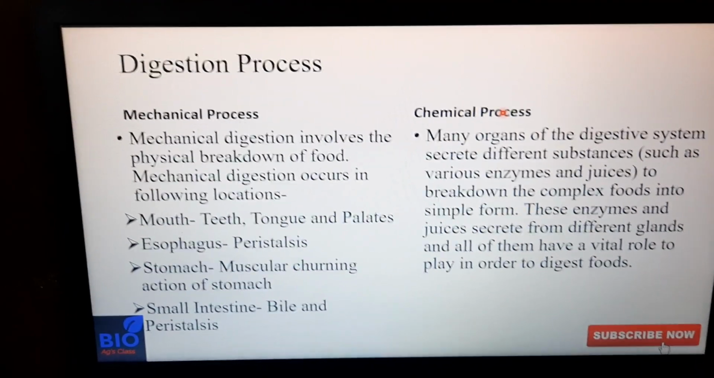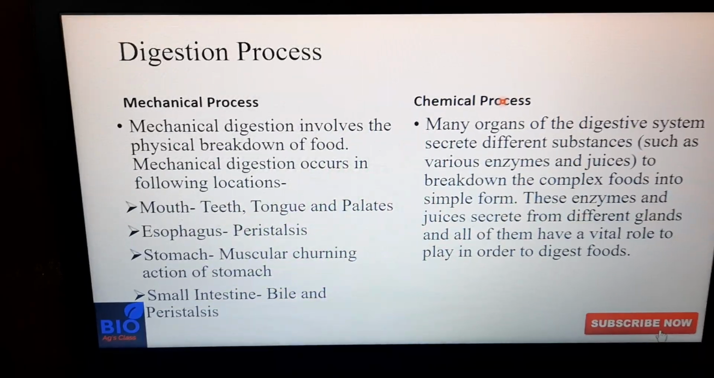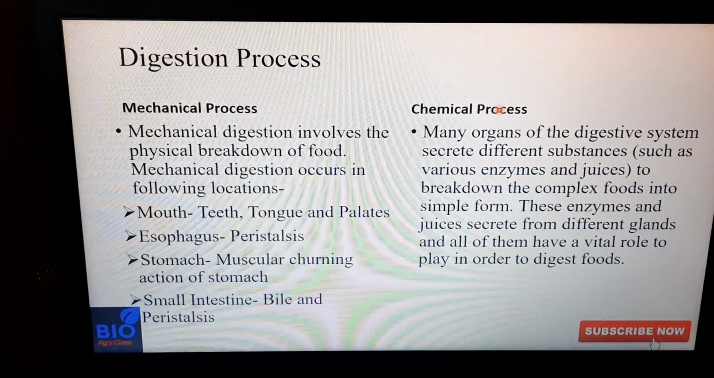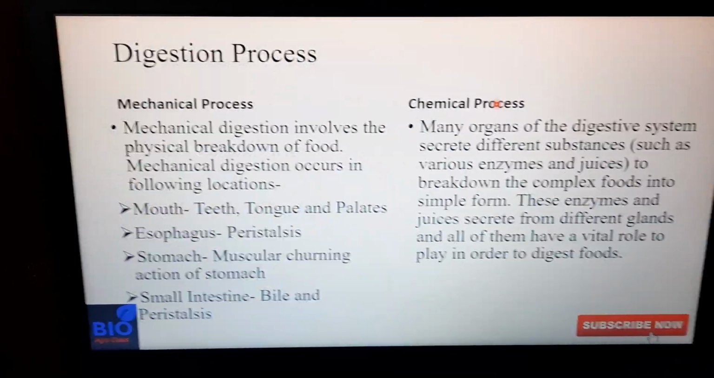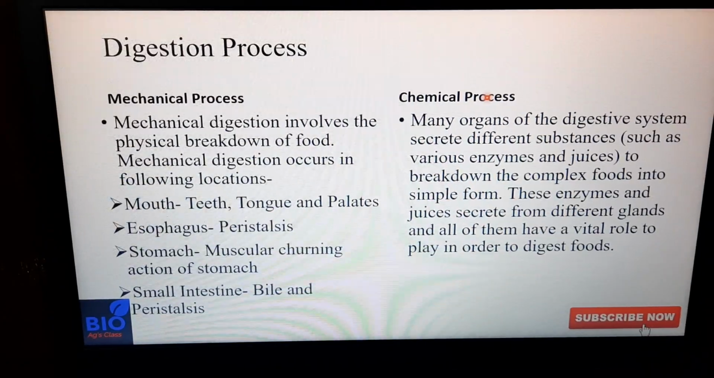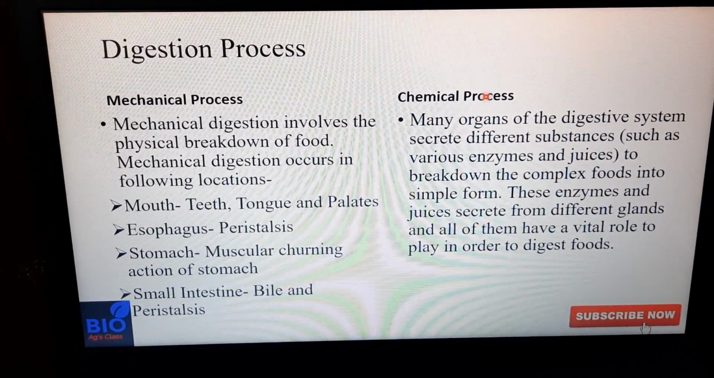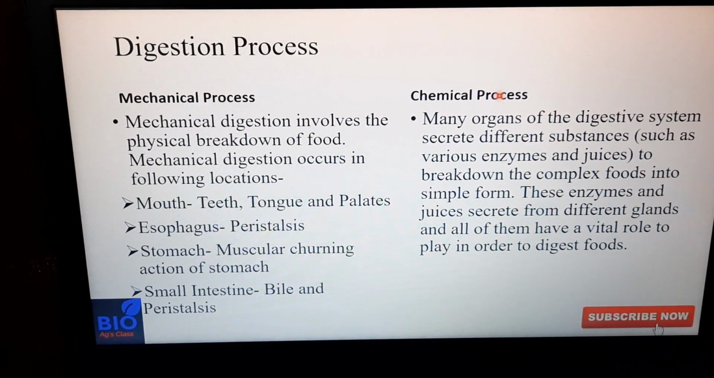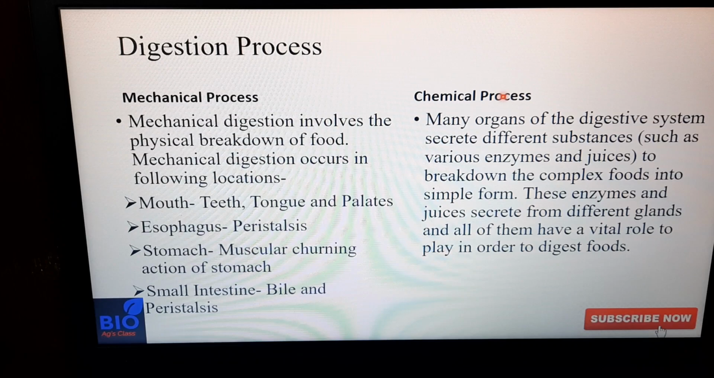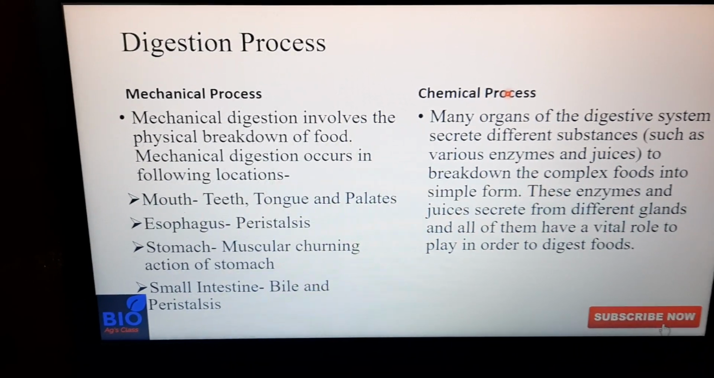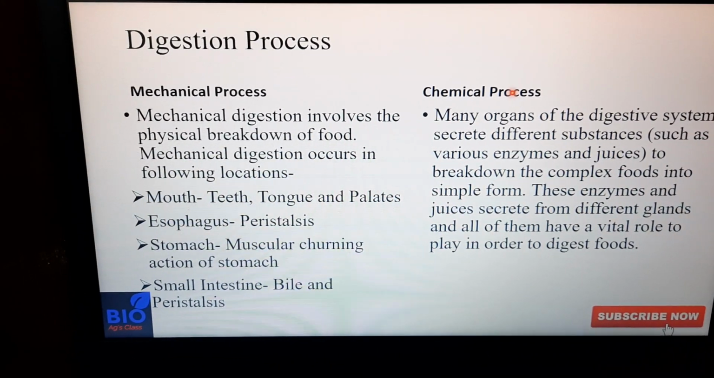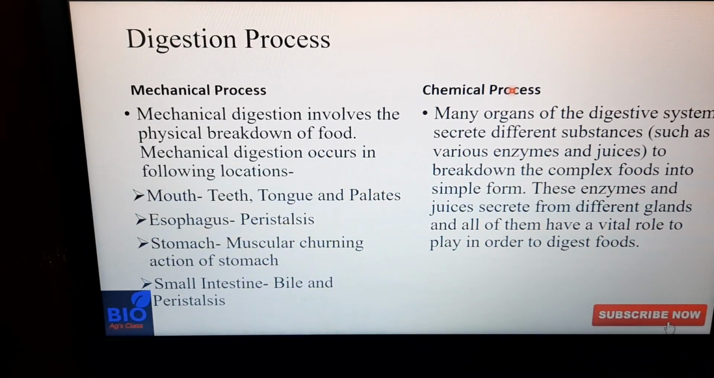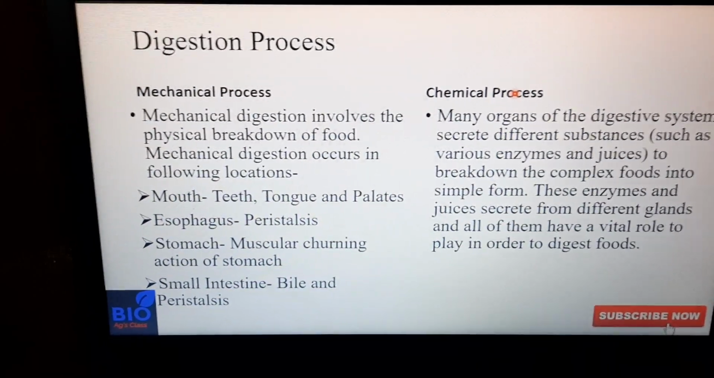Actually, there are two kinds of digestion process. One is mechanical process, another one is chemical process. What do we mean by mechanical process? Mechanical digestion involves the physical breakdown of food. Physical breakdown of food means that by using the different parts of our digestive system, we can break down the foods inside our body into simple forms.